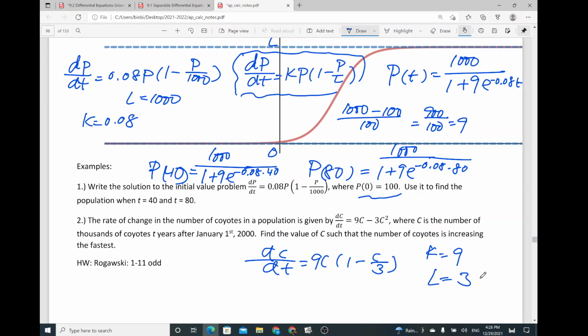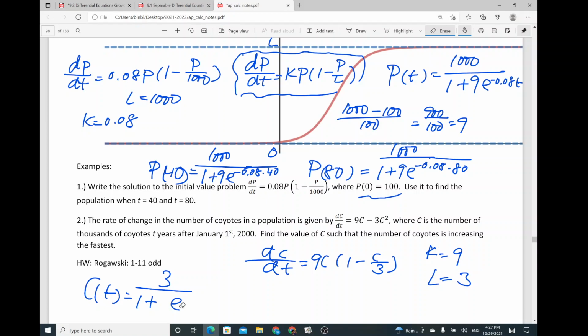Okay, so we've got to be careful with the problem here. Set up the population model. So we do have C of t equals L, which is 3, over 1 plus 9 times e to the power of... for that k. Well, a, we don't know what that is yet, so a is not 9. We need to find out what that is.